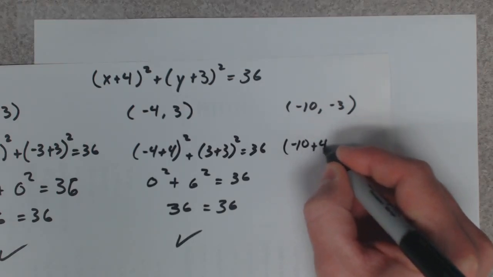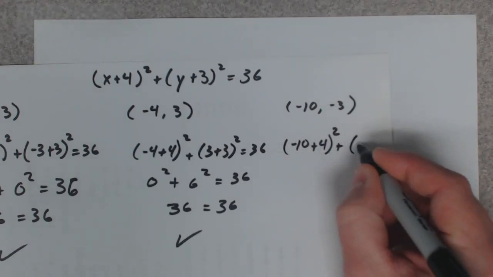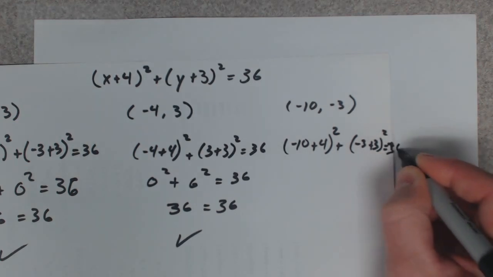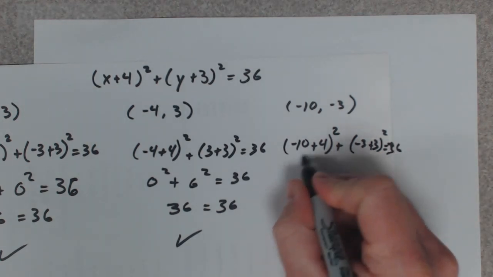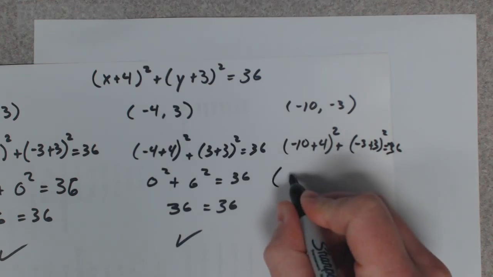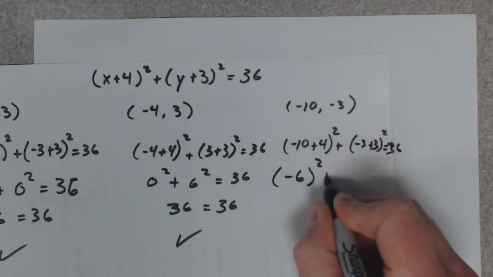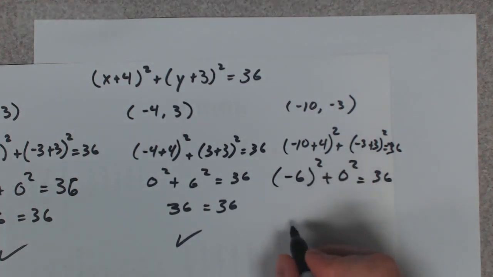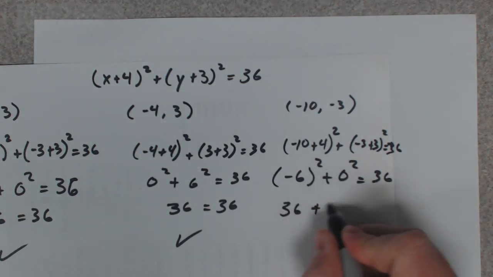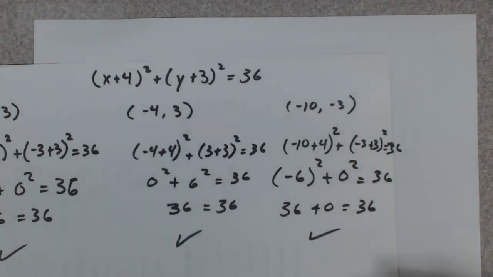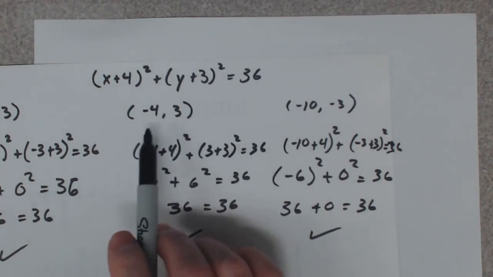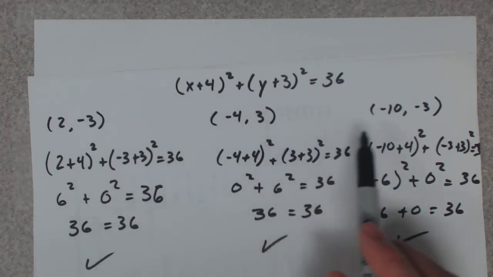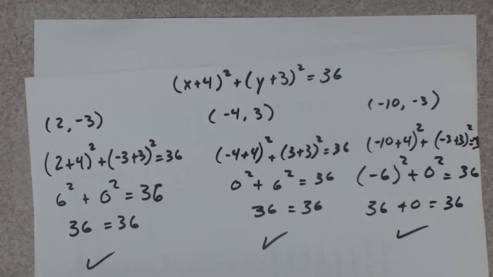Negative 10 plus 4 squared plus negative 3 plus 3 squared equals 36. So negative 10 plus 4 is negative 6 squared plus 0 squared equals 36. And negative 6 squared, that's 36 plus 0. That checks out. See, any point that's on the circle, when I pick it, will work with this equation.